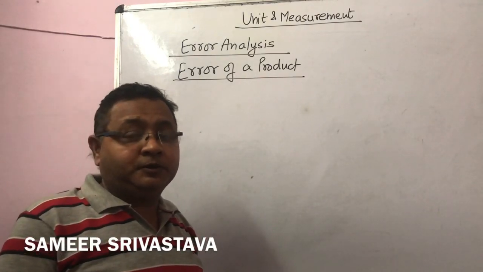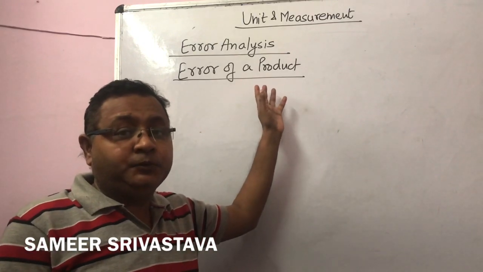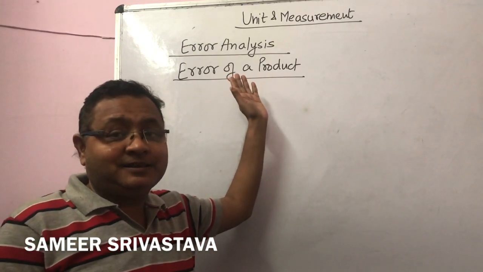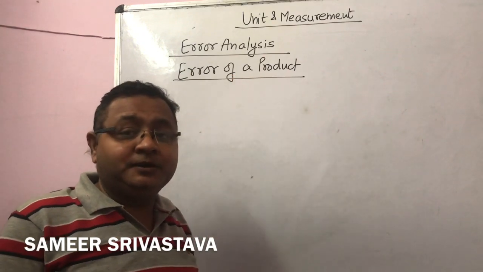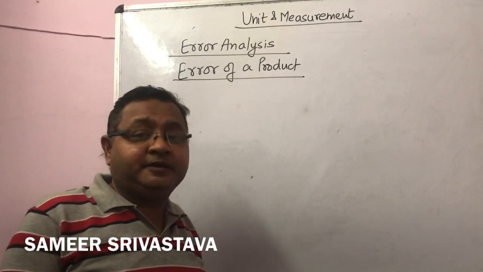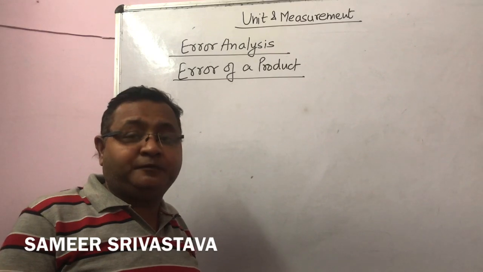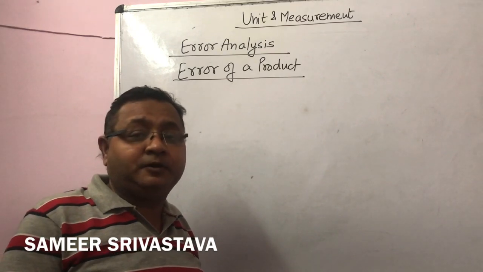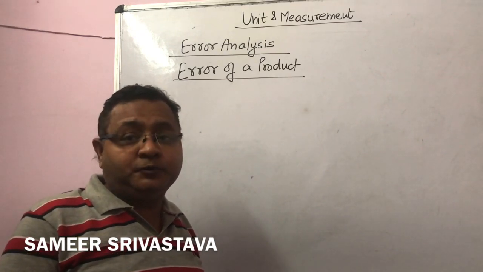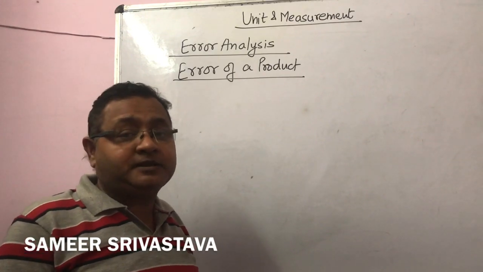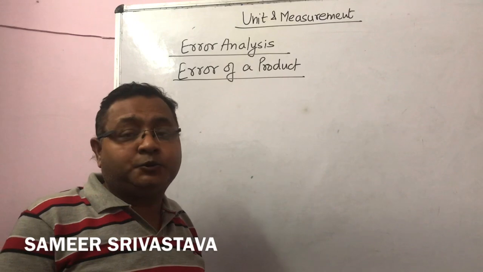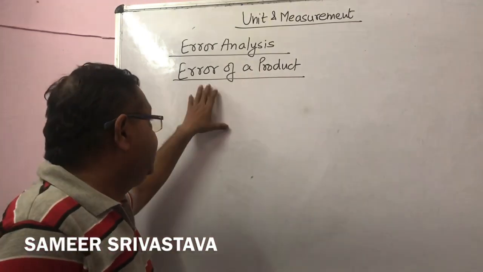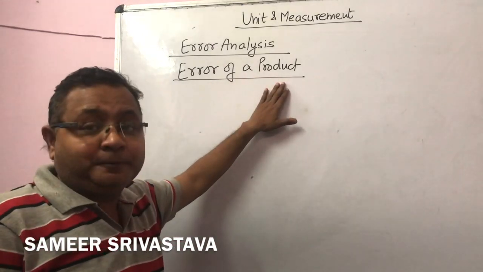Now, in today's topic we continue the error analysis. Earlier I discussed the combination of errors, the sum of errors and the difference of errors, with all of you. Today I am going to discuss error of a product and error of a quotient. Okay, now here, error of a product.